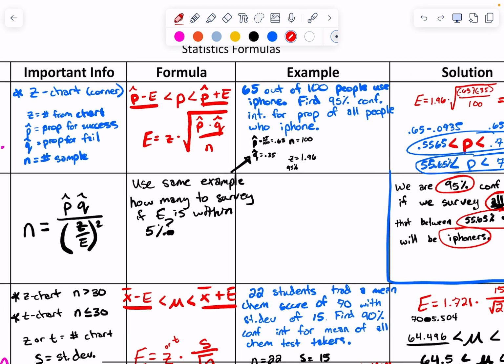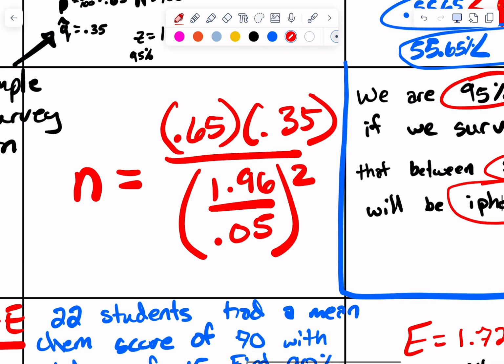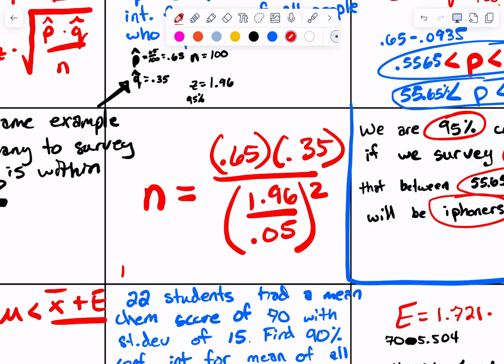All right, here's what we're going to do. I need to find n. What was my p hat? 0.65. What was the q hat? 0.35. We're still going to use the same information. Z was 1.96, and I want my error to be within 5%, so what do I put for E? 0.05, and that's squared on the bottom. What does n have to be?